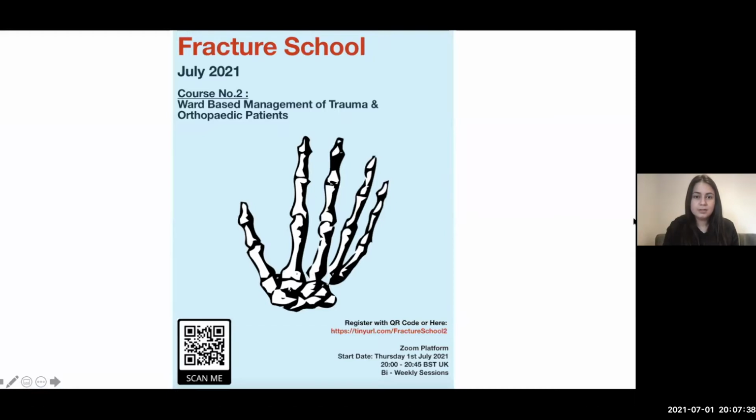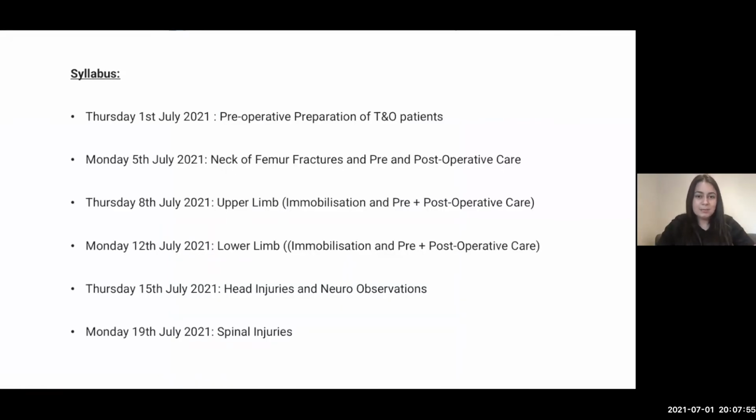So as everyone's seen, I'm guessing because you've managed to sign up, this is our fracture school poster for course number 2. So this is the syllabus for the 6 sessions. Today is pre and post-operative management of T&O patients. Next week is neck of femur fractures, followed by upper limb injuries. The week after is lower limb injuries and head injuries, and the last one is spinal injuries.